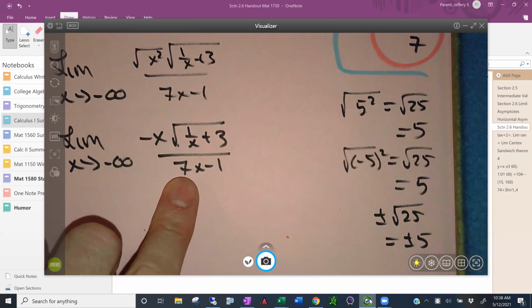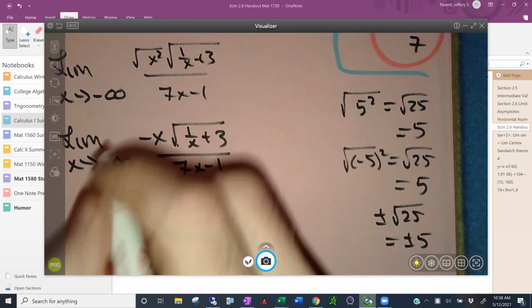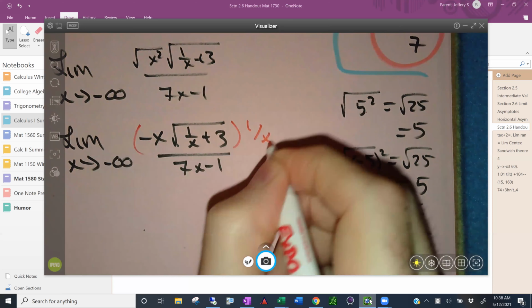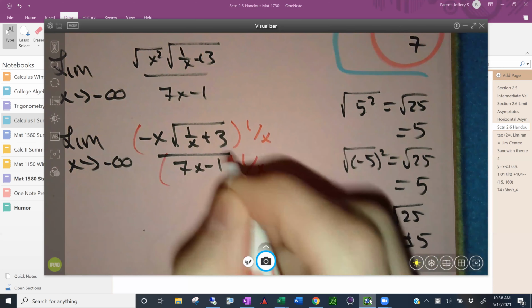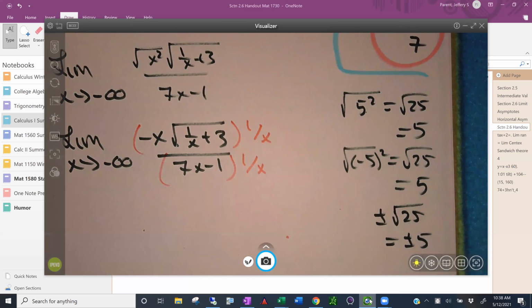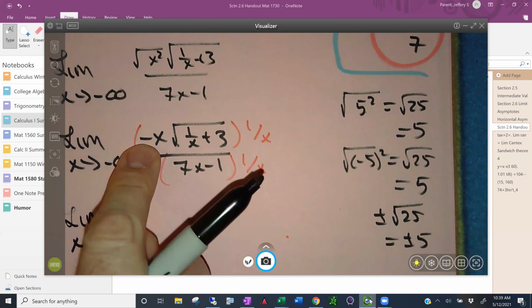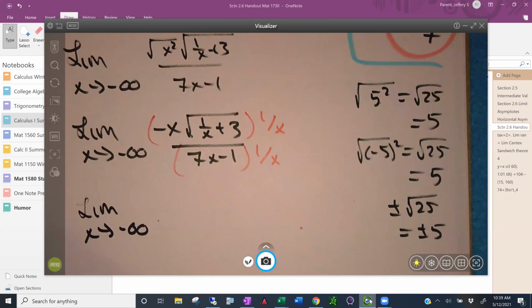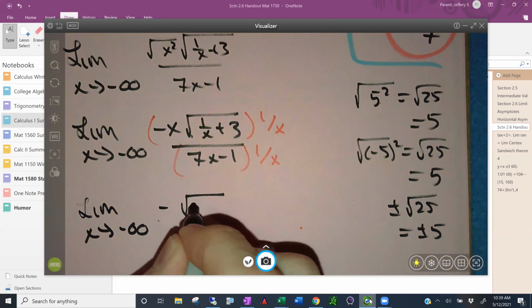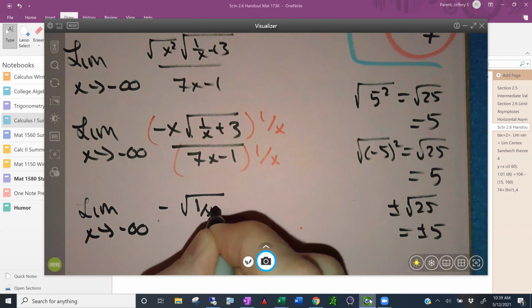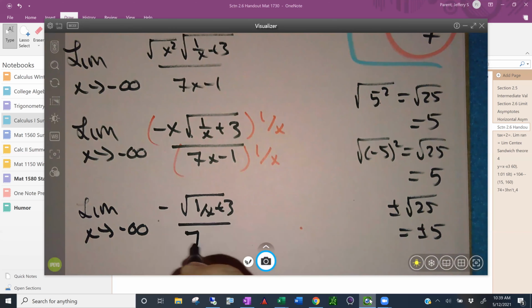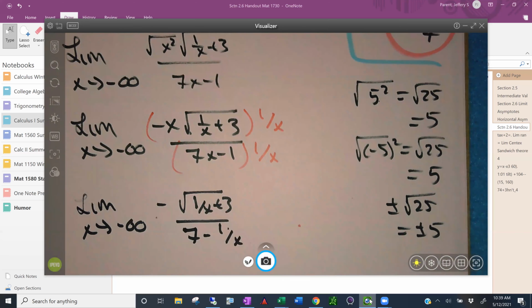Let's play our game now that we've been playing with the last several problems. I'm going to multiply by 1 over x. And this is going to simplify kind of like the previous one did, with one exception. That one exception is I've got a negative here. So it's going to be negative the square root of 1 over x plus 3 over 7 minus 1 over x. The rest of this should be looking familiar.